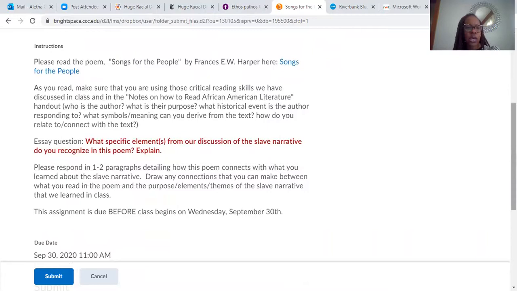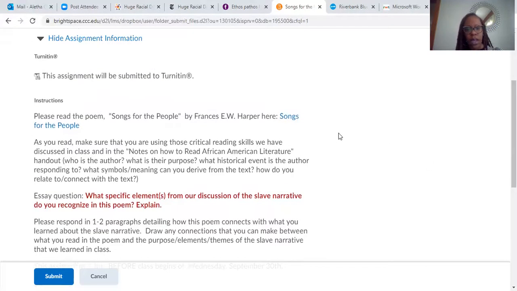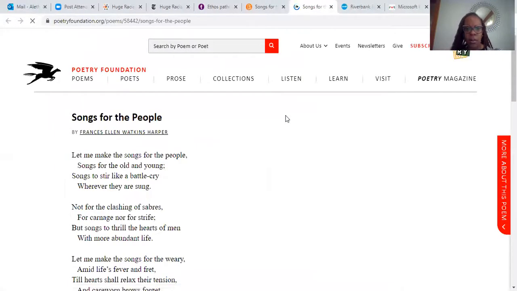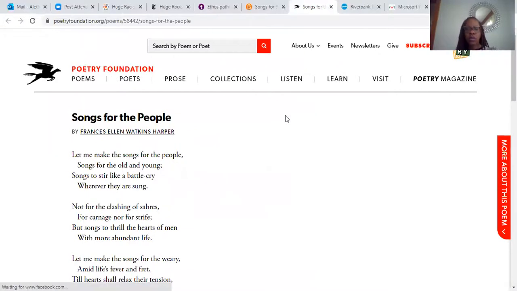The students answered the question, what specific elements from our discussion of the slave narrative did you recognize in this poem? So let me pull up the poem. And as I'm pulling this up, can someone share with me, what did we find out about Frances E.W. Harper? Based on your own reading, your own investigation, what do we know about her? I found out that she was born in Baltimore, and she was born into free African American parents.